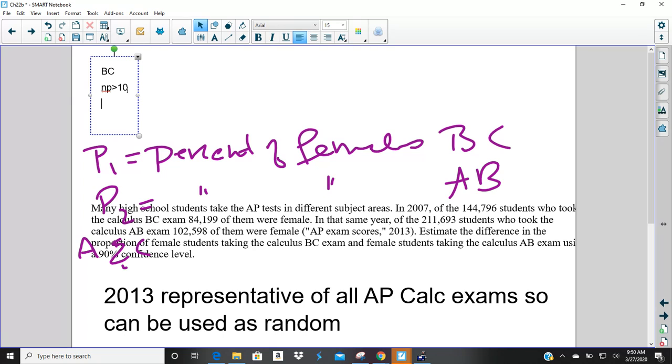The number was 84,199, which is greater than 10, obviously. And the NQ is going to be 144,796 minus 84,199, 60, that would be the boys that took it, or males, greater than 10. That's going to be the NQ greater than 10.